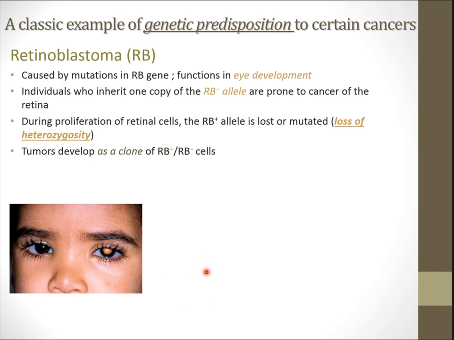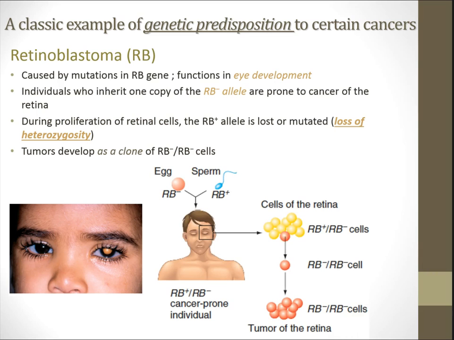A classic example of genetic predisposition to certain cancers is the retinoblastoma mutation. Retinoblastoma is usually caused by mutations in the RB or retinoblastoma gene. We know that retinoblastoma functions in eye development, and individuals who inherit one copy of the RB negative or RB null allele are prone to have cancer in the retina. Somehow, during proliferation of retina cells, the RB allele is lost or mutated. This is what's called loss of heterozygosity. And then tumors actually develop as a clone of those cells that have lost the allele.